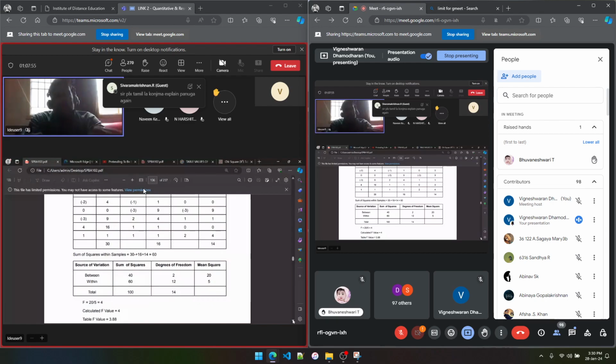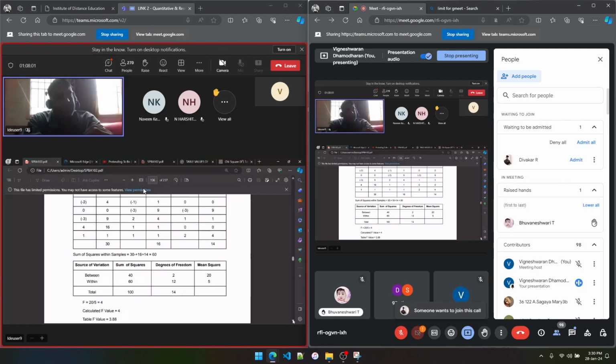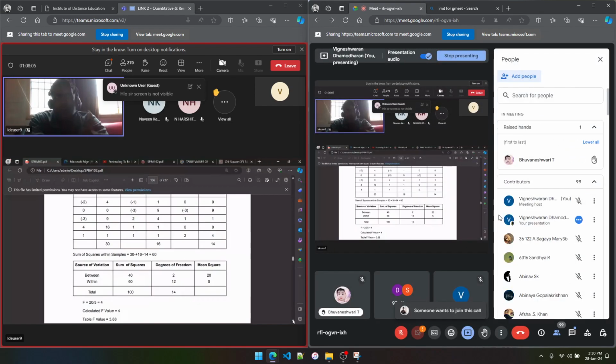Let me tell you what that is: number of rows times number of columns, minus 3. How many rows are there? 3 rows. How many columns? 5 columns. Therefore, 3 times 5 is 15. Then n minus 3, so 15 minus 3 is 12. This way you calculate the degree of freedom for between the samples and within the samples.